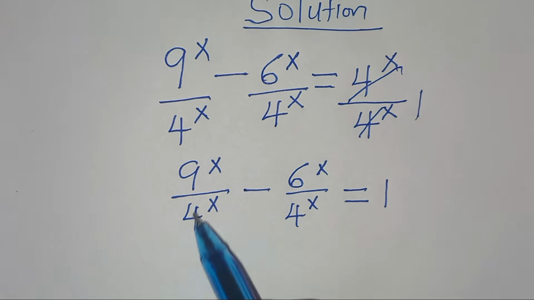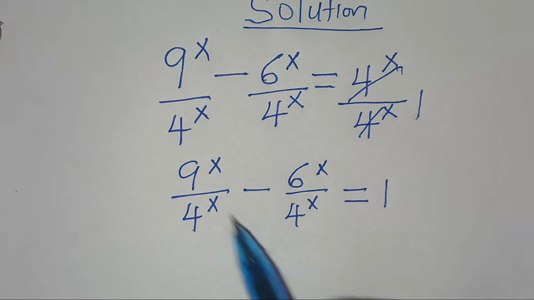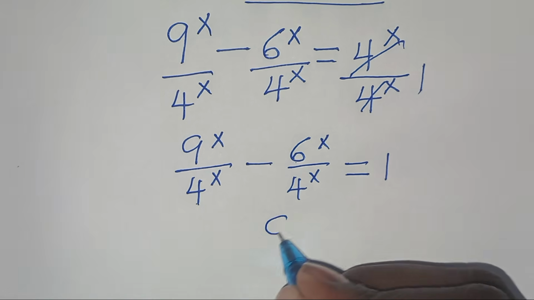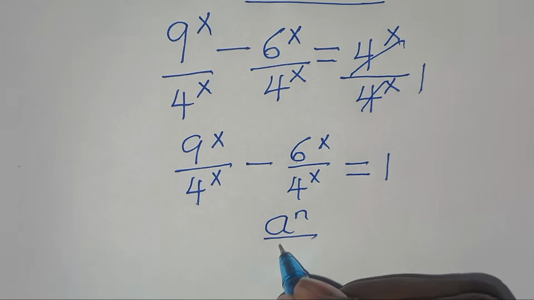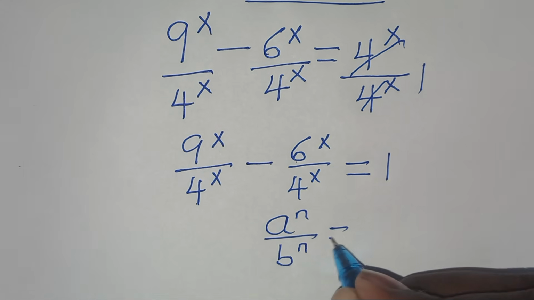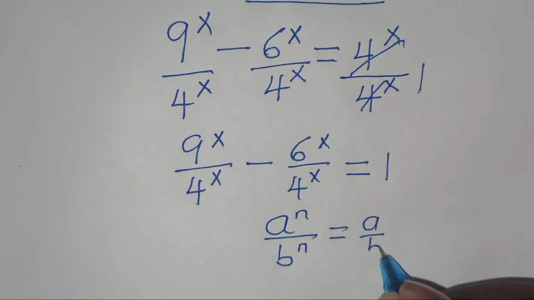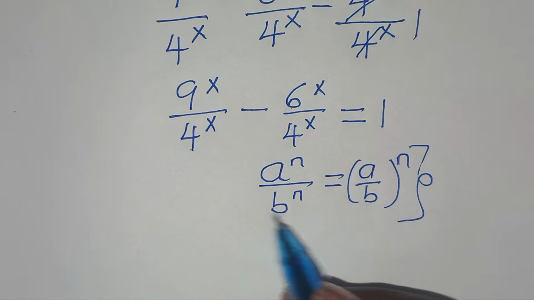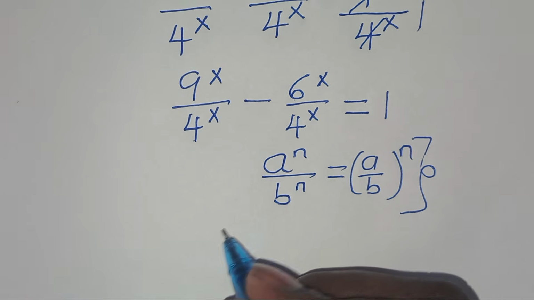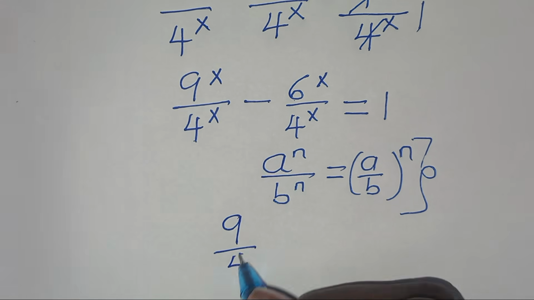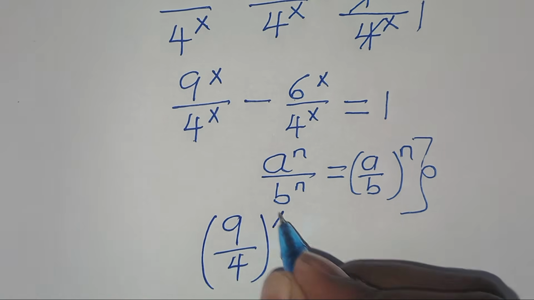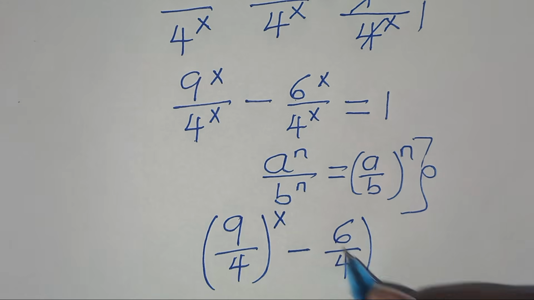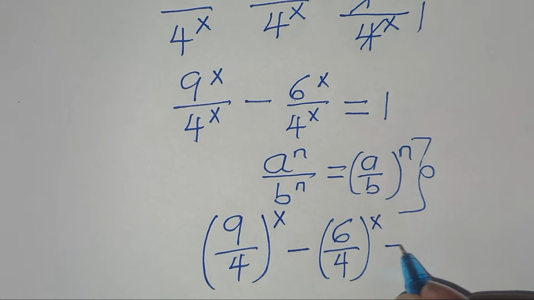The next step is that 9 to the power of x divided by 4 to the power of x and 6 to the power of x divided by 4 to the power of x. This is in the form of a to the power of n divided by b to the power of n, which you can express as a divided by b raised to the power of n. Applying this exponent property, we have 9 over 4 raised to the power of x, subtract 6 over 4 raised to the power of x. This is equal to 1.